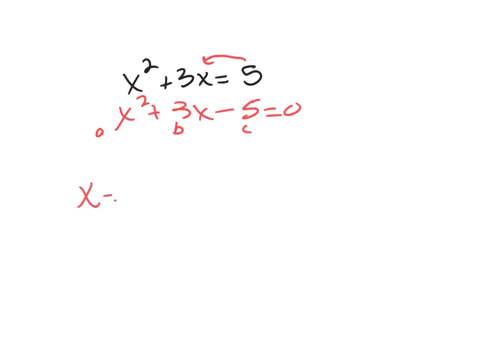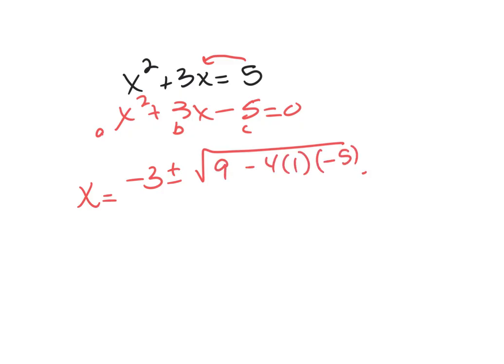So I'm going x equals negative b, the opposite of b, plus or minus the square root b squared. If I square 3, I get 9 minus 4a. C is negative 5. All over 2a, and a is 1. Okay, so there it is all set up.